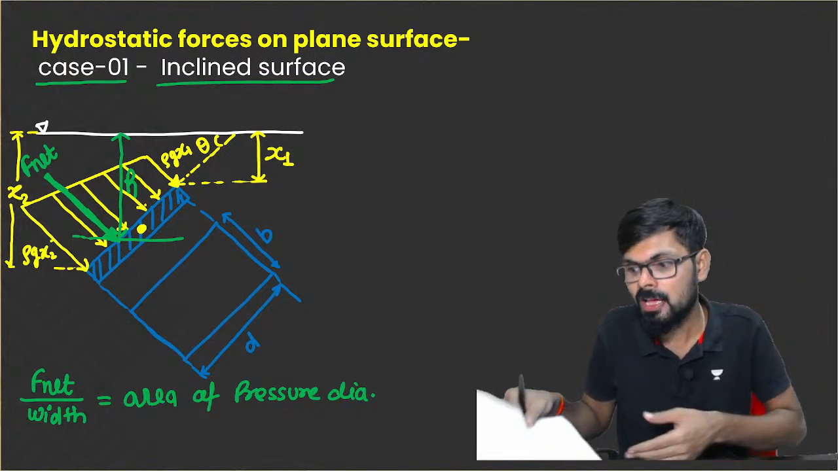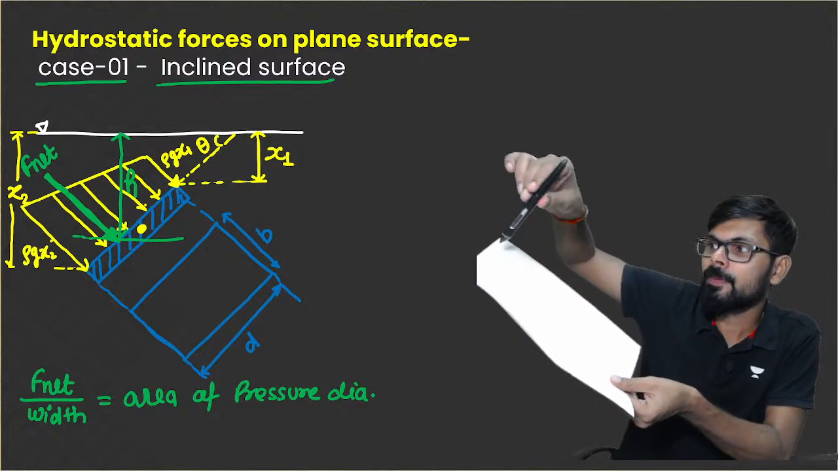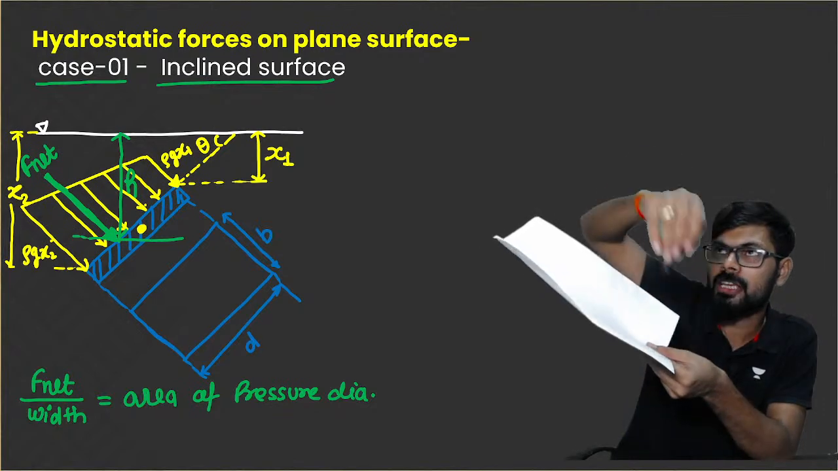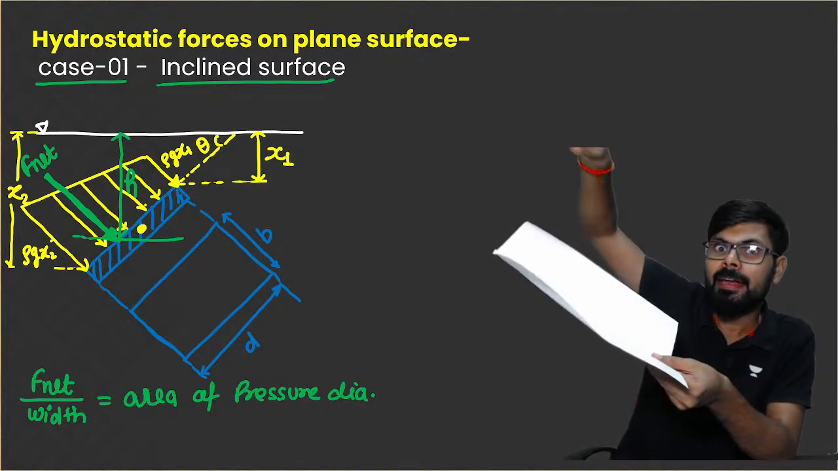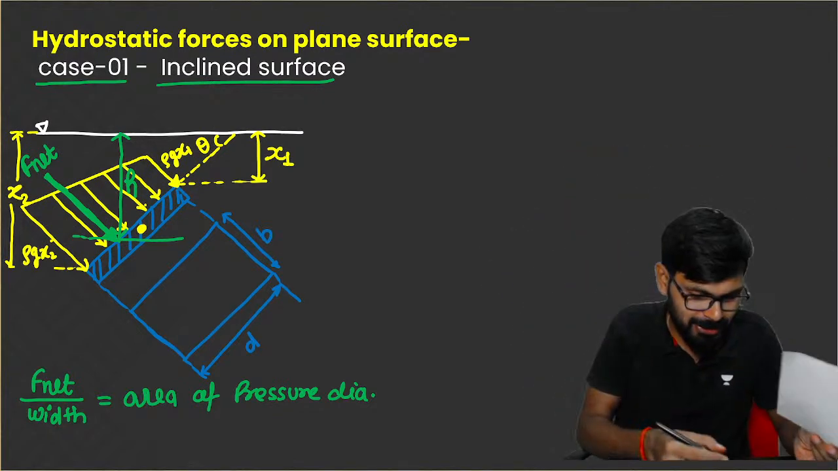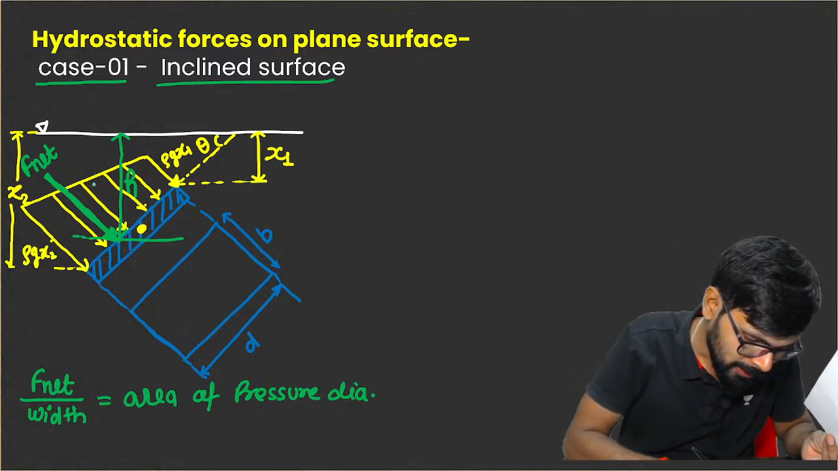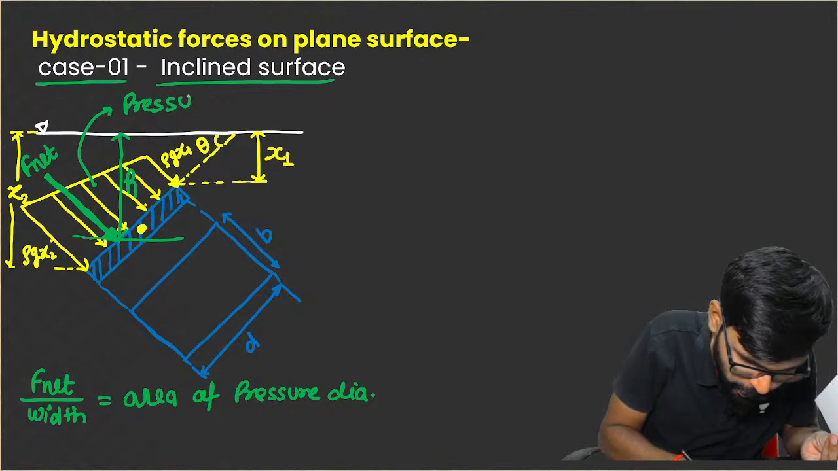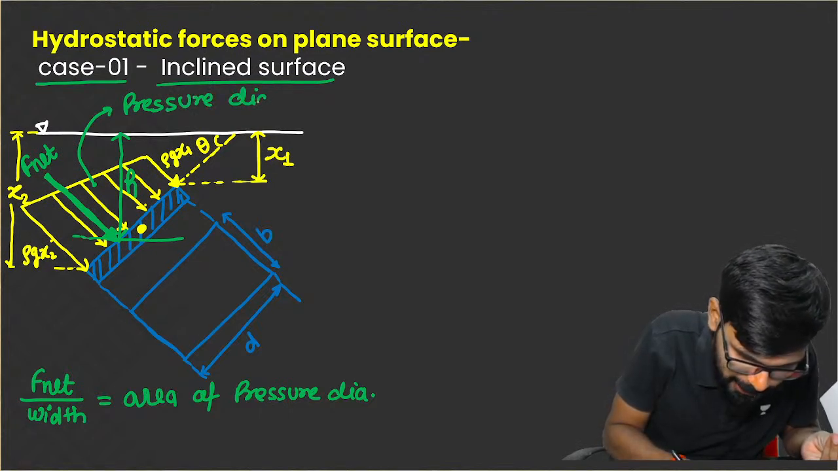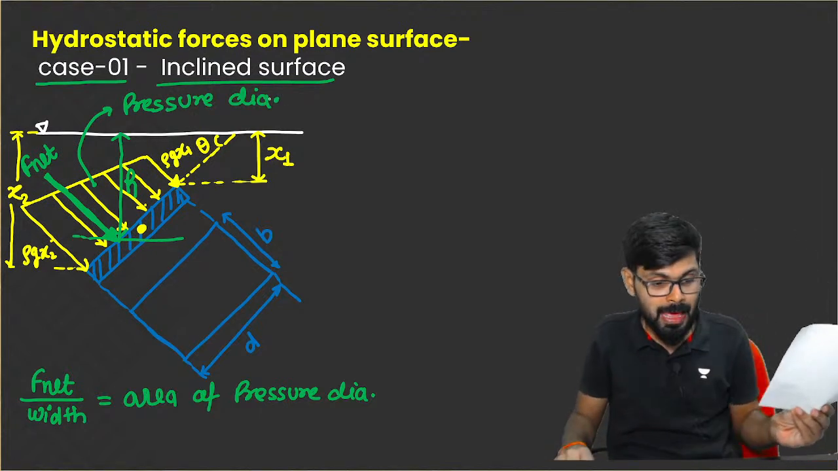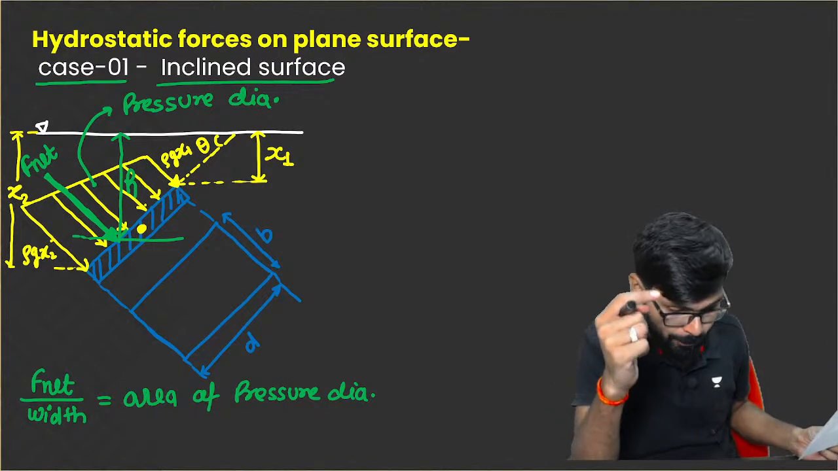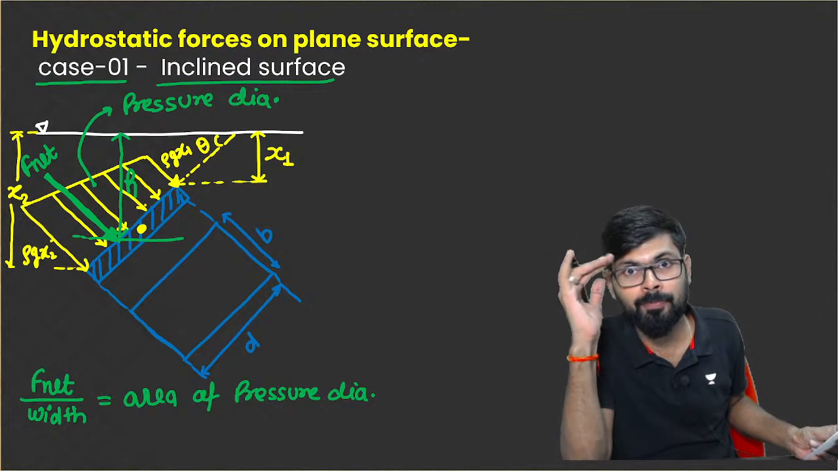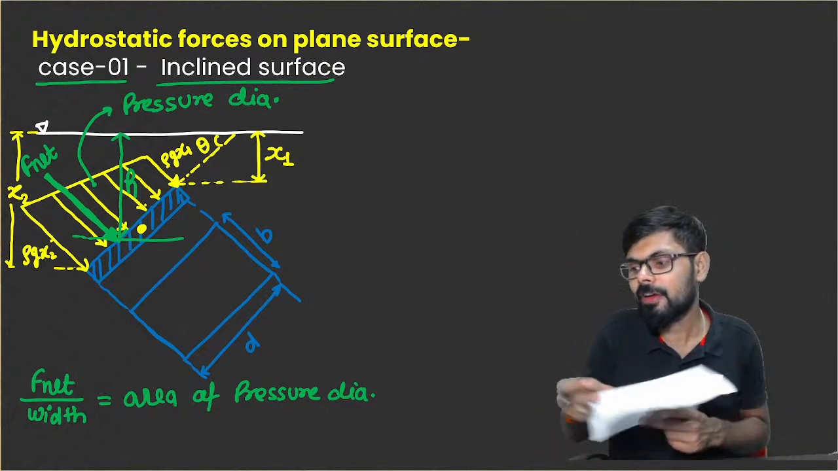Only for plane surface. If any plane surface is there, then here pressure will be rho g x1, here pressure will be rho g x2, varying linearly, right? So this diagram is called the pressure diagram, the yellow color diagram. This yellow color diagram is called the pressure diagram, and F net by width is nothing but equal to the area of the pressure diagram. So by this itself we can find the formula.